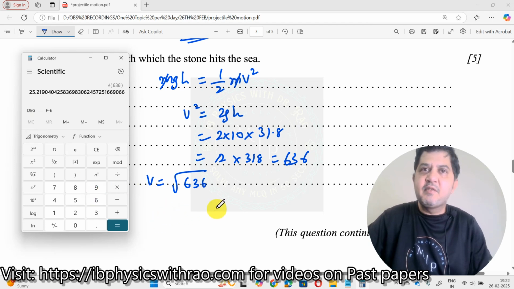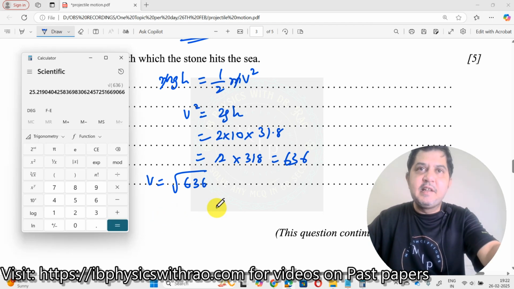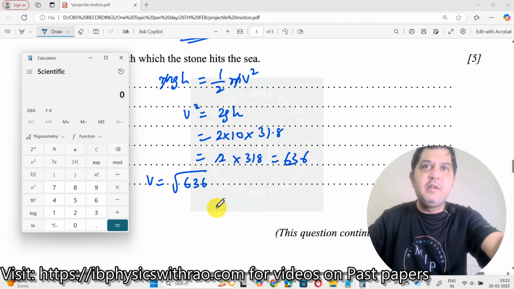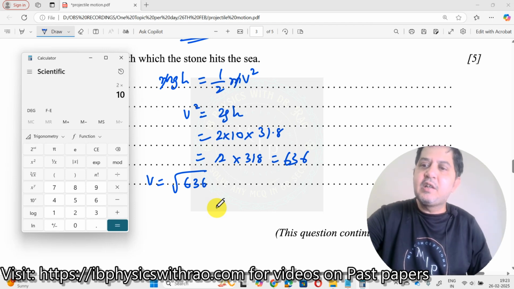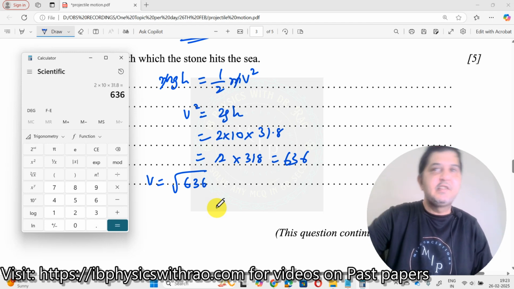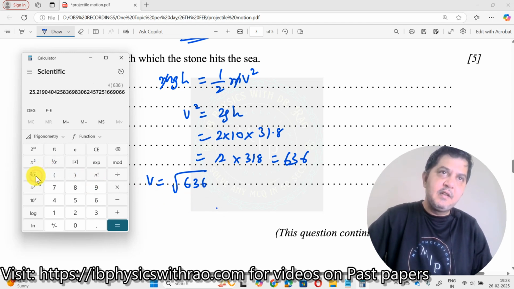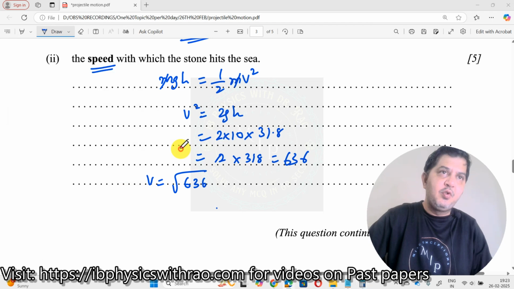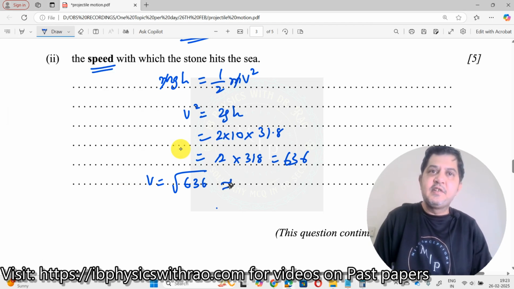Let me check my calculations once again. If I just did it manually, I might be wrong. So 2 star 10 star 31.8, 636, right? Root of 636 is equal to 25.22, which is nearly 25 meter per second.